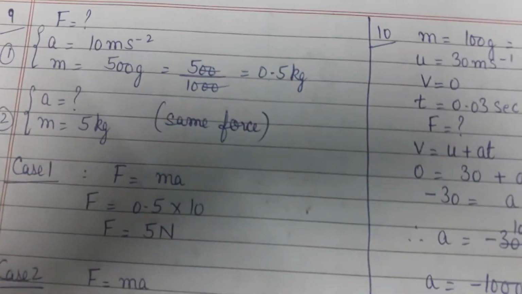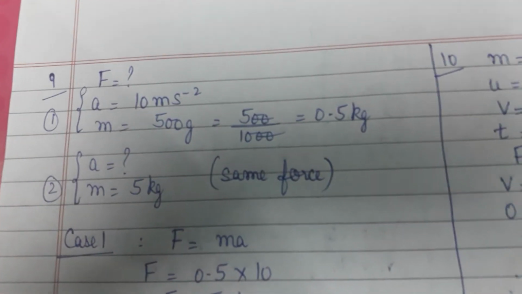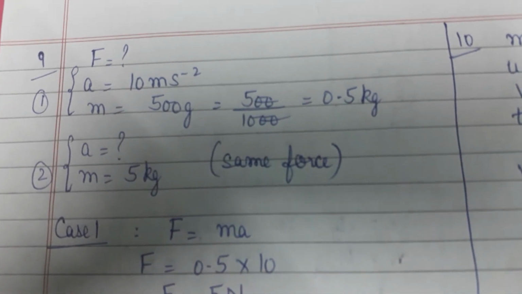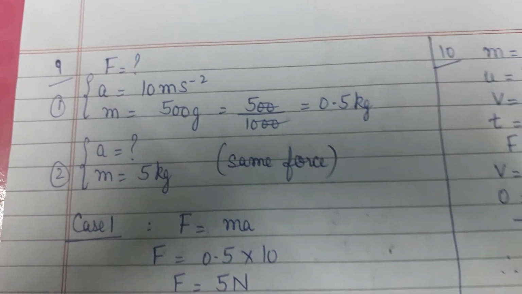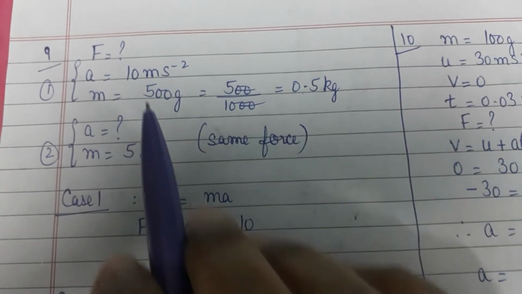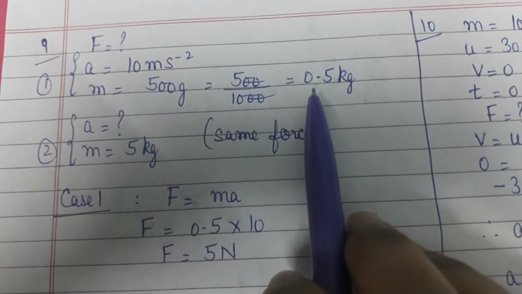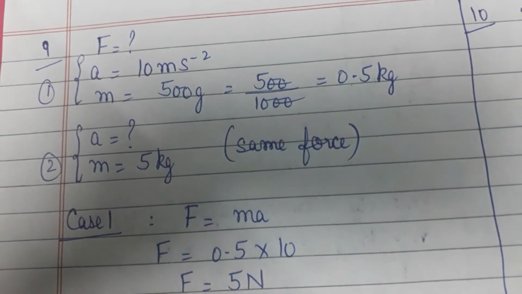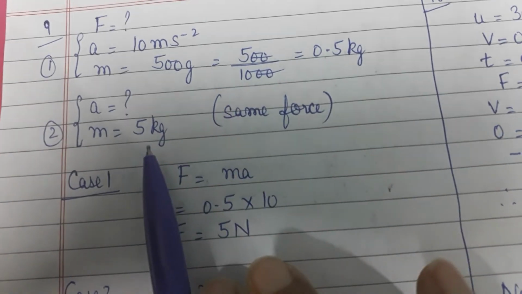Now we have to do the 9th numerical. Okay. I'm reading out the 9th numerical for you, children. A force causes an acceleration of 10 meters per second square in a body of mass 500 grams. Okay, this has been given to you. Can you see I have numbered it as 1 and 2? I'll tell you why. Just let me read the question first. So, acceleration 10 meters per second square, mass 500 grams. I have converted to kg. Then it has been mentioned: what will be the acceleration caused by the same force as the first one when the mass is 5 kg.